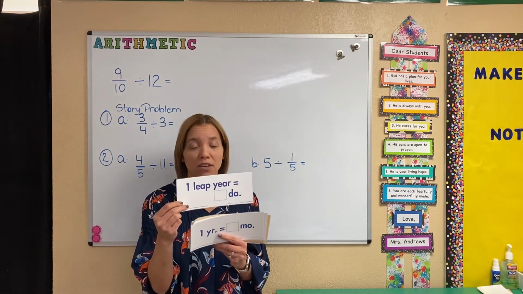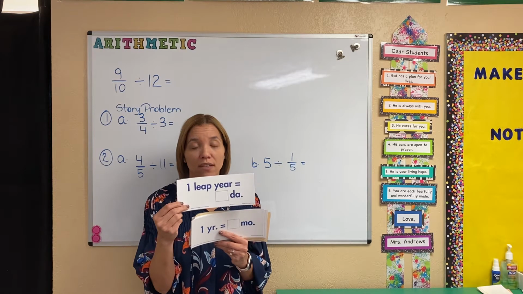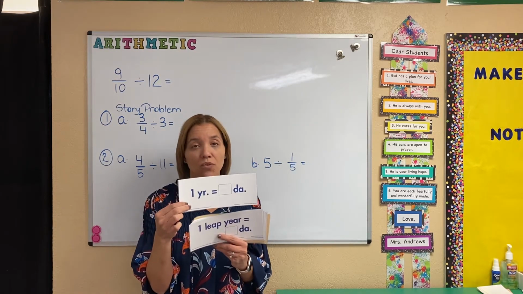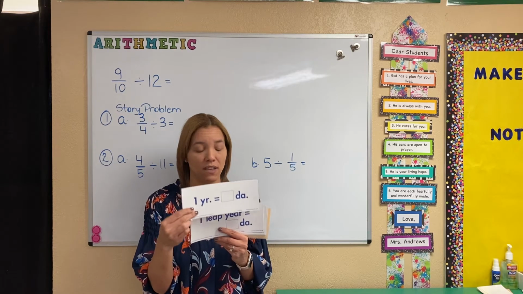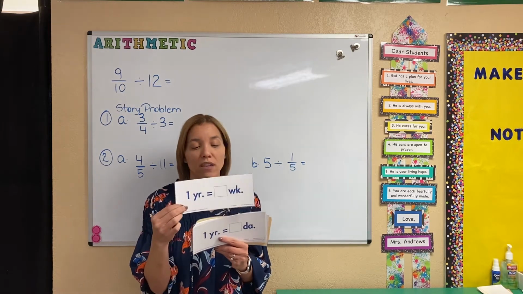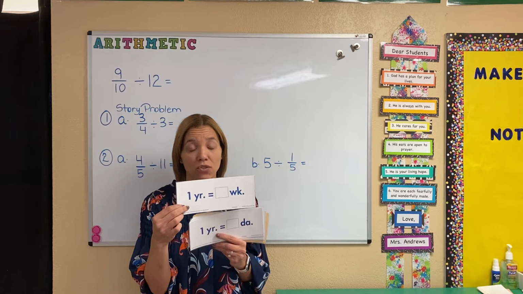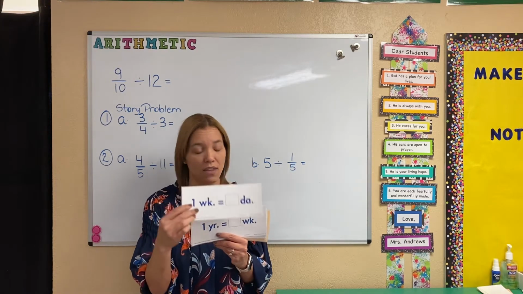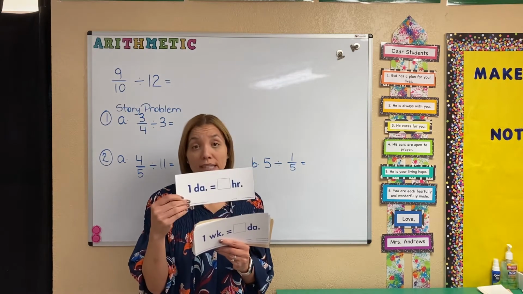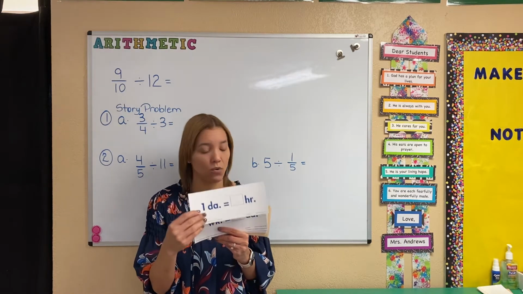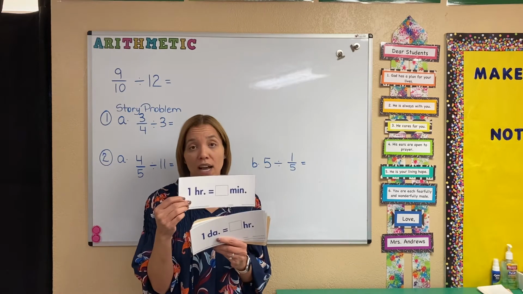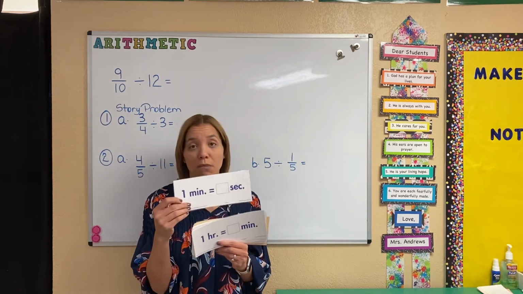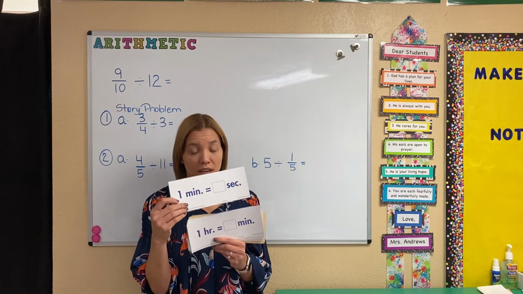1 leap year equals 365 days. 1 year equals 365 days. 1 year equals about 52 weeks. 1 week equals 7 days. 1 day equals 24 hours. 1 hour equals 60 minutes. 1 minute equals 60 seconds.